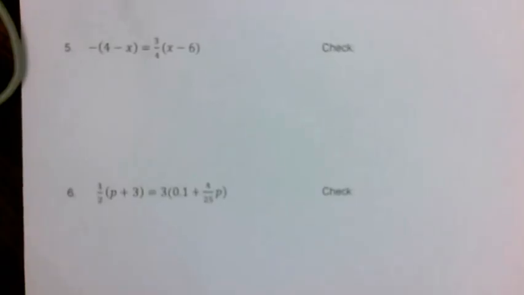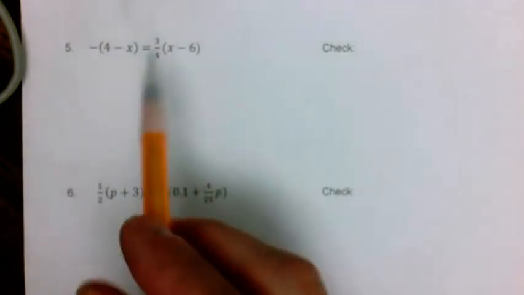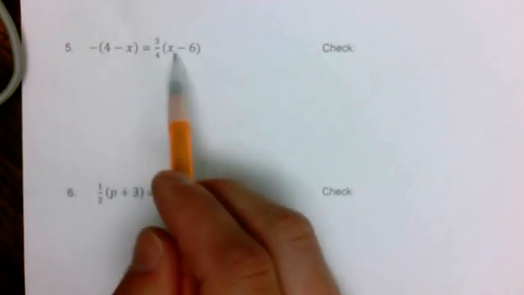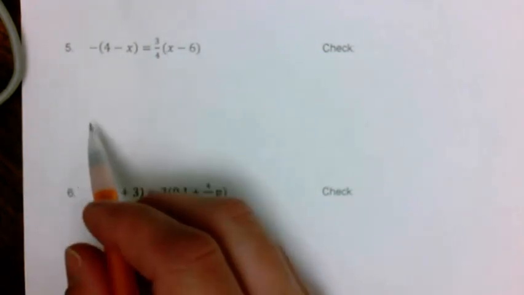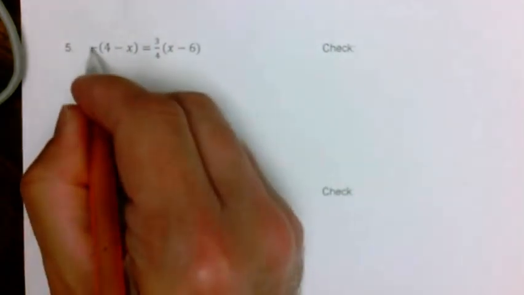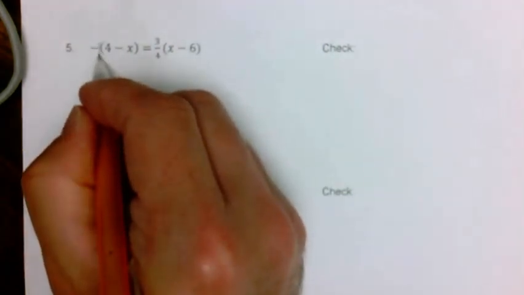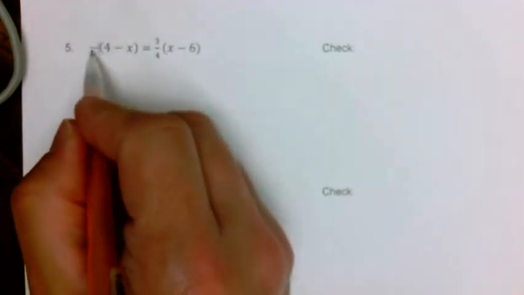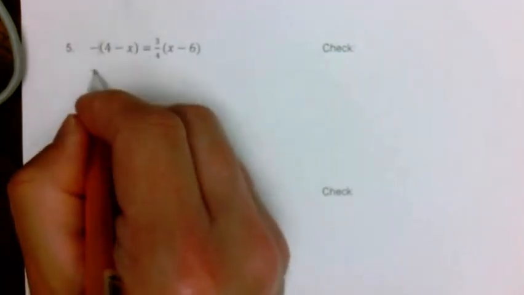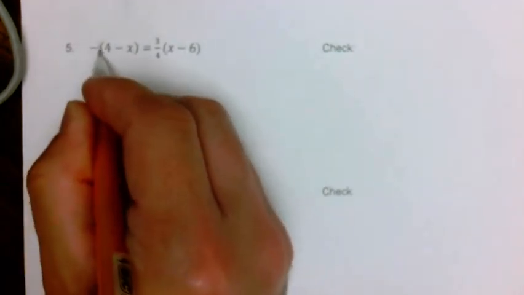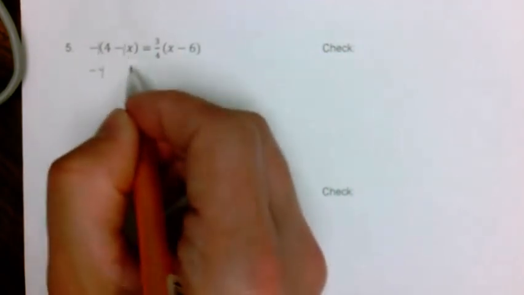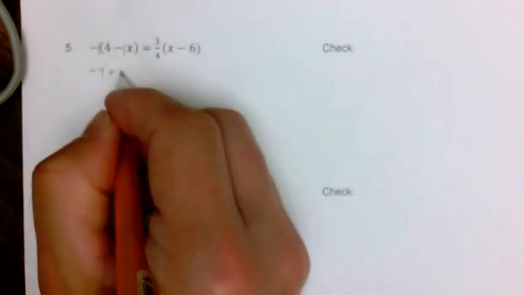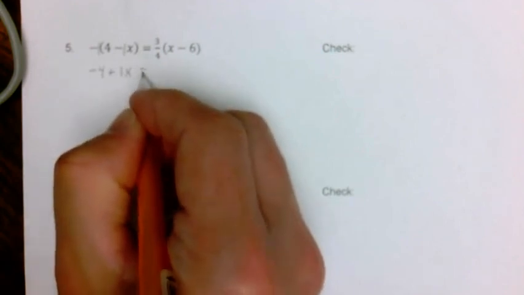Let's check out another example that has variables on both sides with a fraction. In this example, the first thing that we're going to have to do on each side is use the distributive property. On the left, this negative is really like the number -1. So we're going to go ahead and distribute the -1. -1 times 4 is -4. -1 times -x, which again is -1x, is going to be +1x.